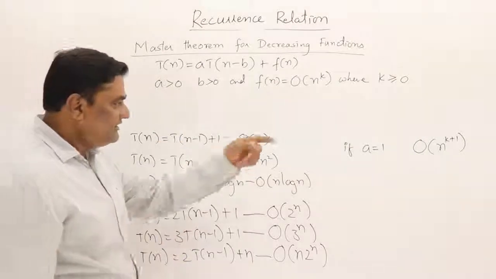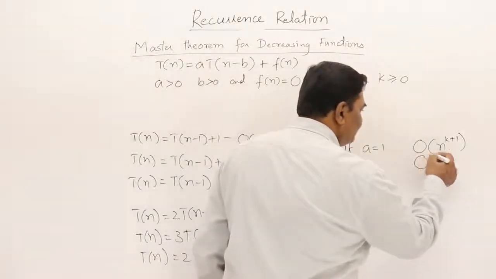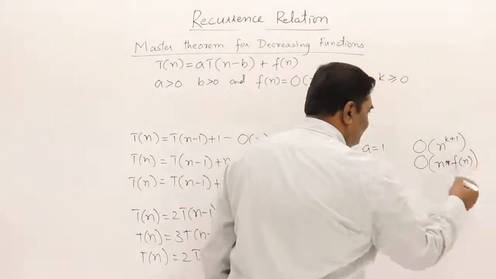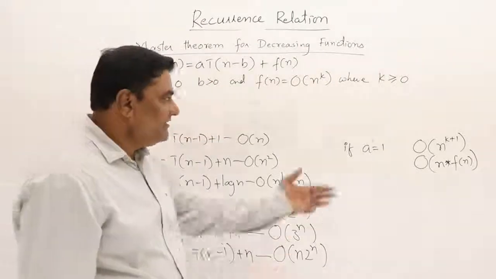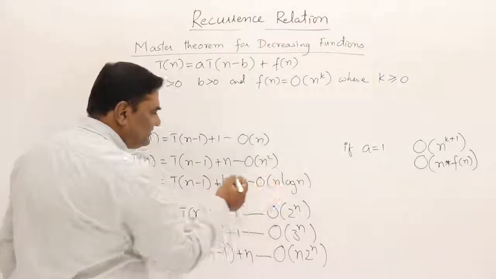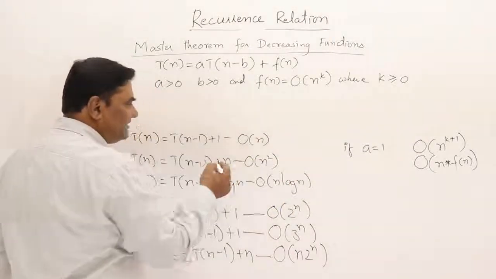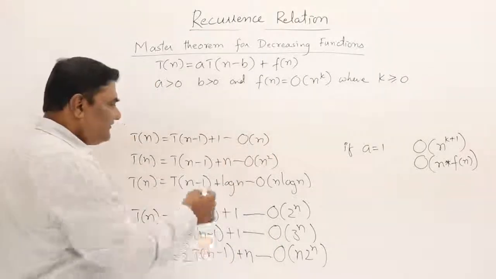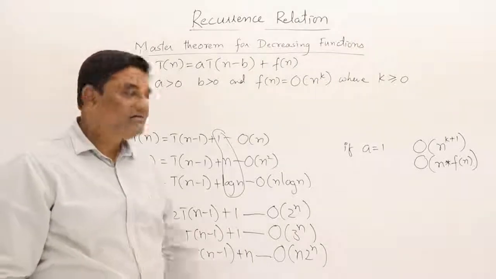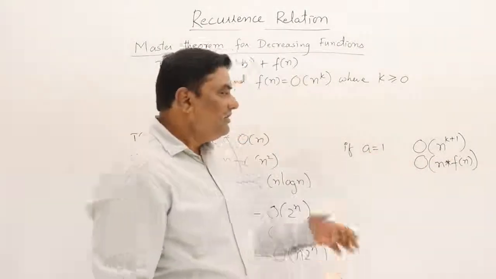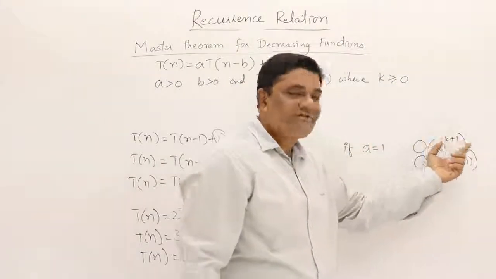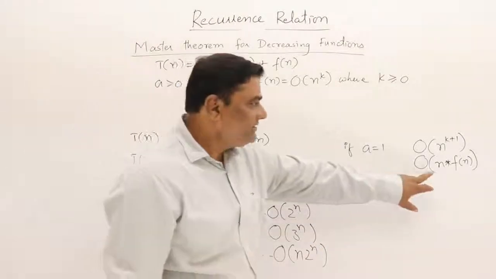Or in other words, I can also say that this is n into f of n. Whatever the f of n is, see, this is log n into n. This is n into n square. This is 1 into n. So whatever the function here we have, that is multiplied by n. So n into f of n. Or if f of n is n power k, you can say n power k plus 1 also. So this is simple for understanding.